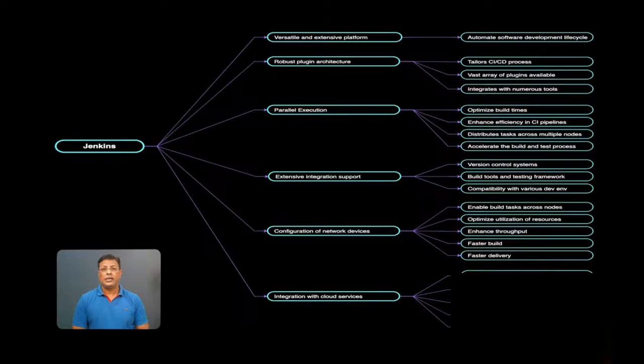Jenkins' robust plugin architecture is one of its standout features. It empowers users to tailor the CI/CD process to suit their specific project needs with a vast array of plugins available. Jenkins can seamlessly integrate with numerous tools, technologies, and services, extending its functionality and flexibility.